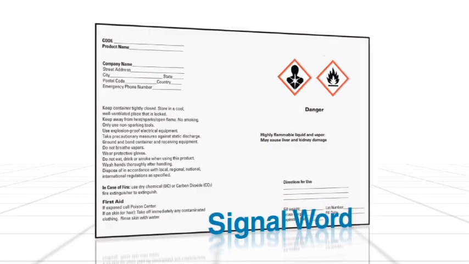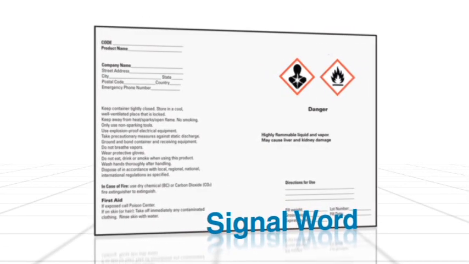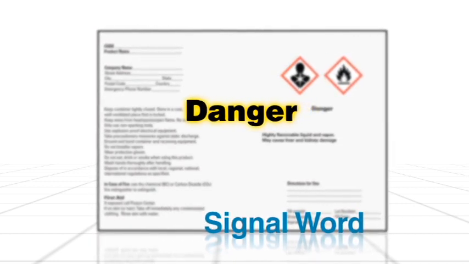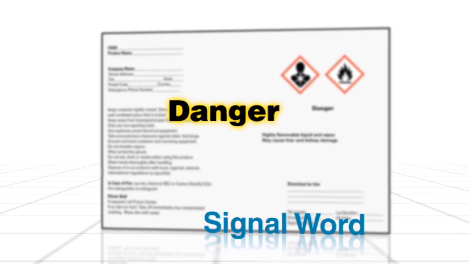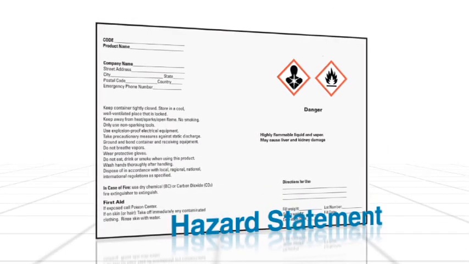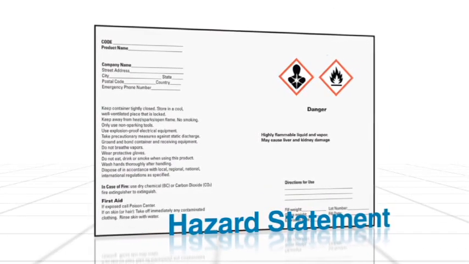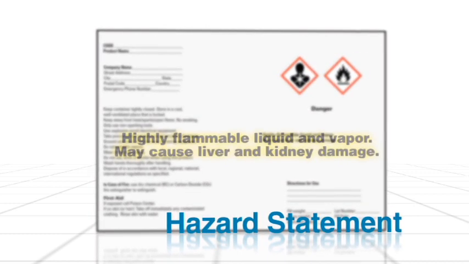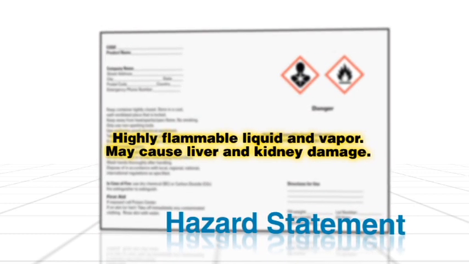A signal word simply alerts the reader quickly to the severity of the chemical's hazard. For example, danger and warning are common examples of signal words. A hazard statement is a short phrase that describes the nature of the hazards of the product. For example, you might see highly flammable liquid and vapor, or may cause liver and kidney damage.